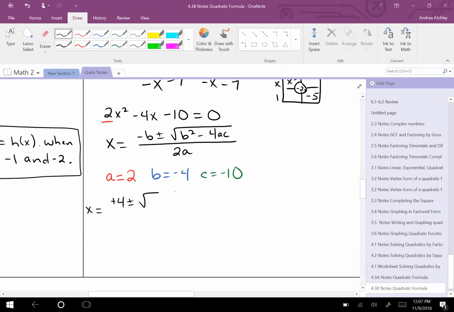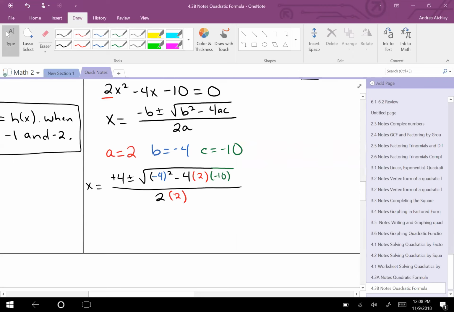Plus or minus the square root of negative 4 squared minus 4 times 2 times negative 10, all over 2 times 2. So far, so good. Now just simplify.